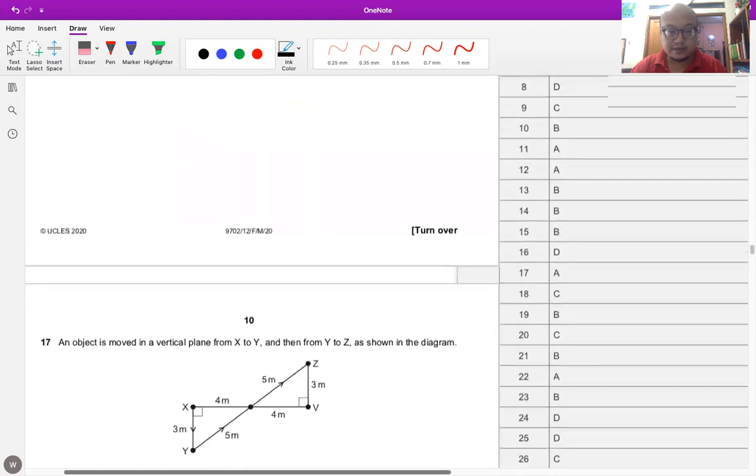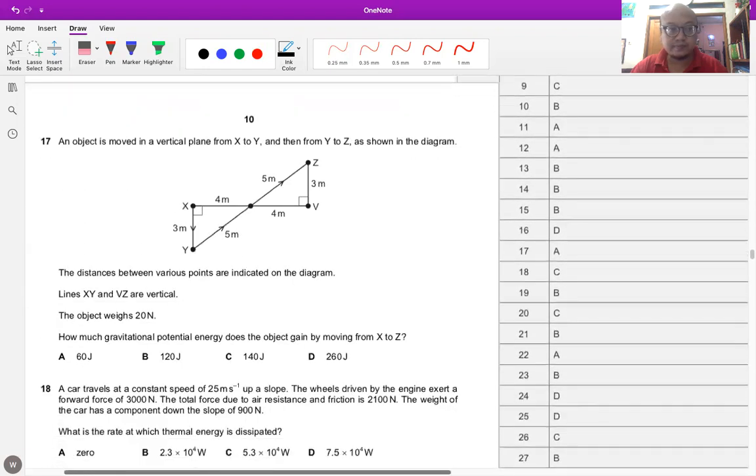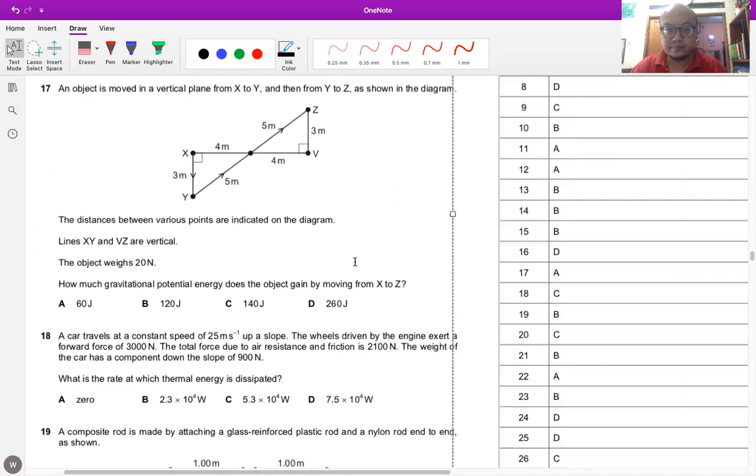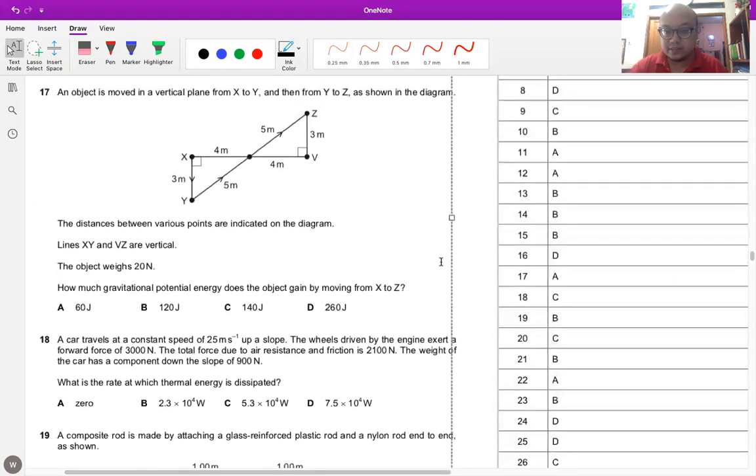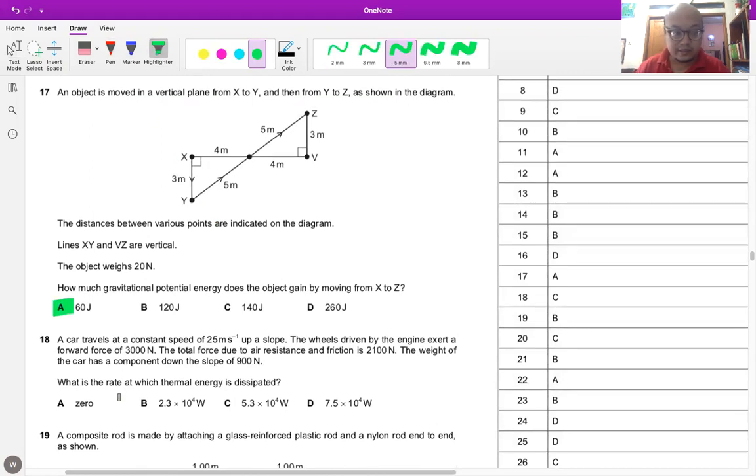17 is A. We see this. Yeah, 17 is A. I will highlight first. This is A. And 18 is C.